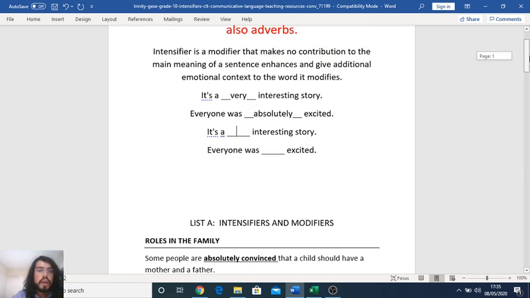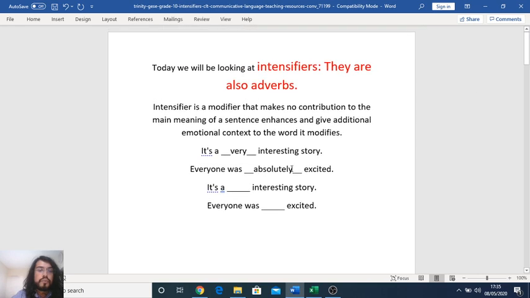So, have a guess. Really, yes. It's a really interesting story. Great. It's a really interesting story. Very good answer. Very good. Well done. Well done, MG.